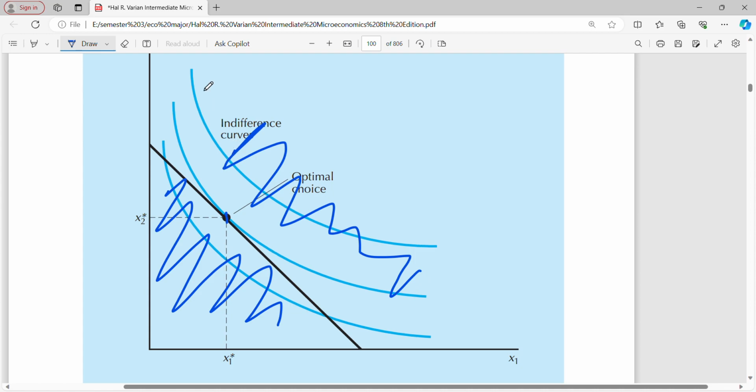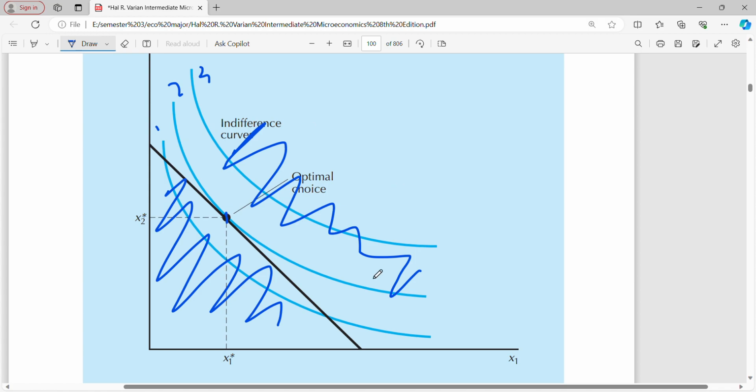So here this is the first IC, this is the second IC, and this is the third IC. According to the concept, we'll get more utils in the third IC, but we can't move there because the budget line only touches here. The third IC bundles are not affordable for us. What we can afford is only up to the second IC. So that is the highest optimal choice that the consumer can have.